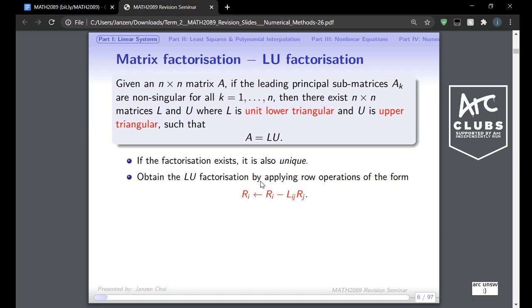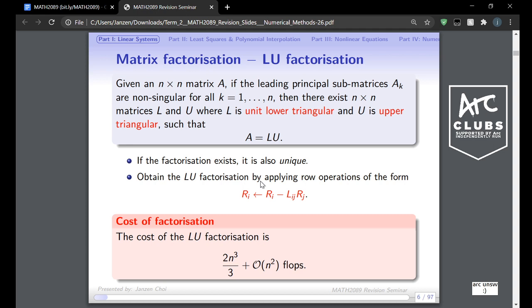And yeah, so we can't have multiple LU combinations. If the factorization exists, it's unique, and the cost of LU factorization is O(n) to the power of 3.